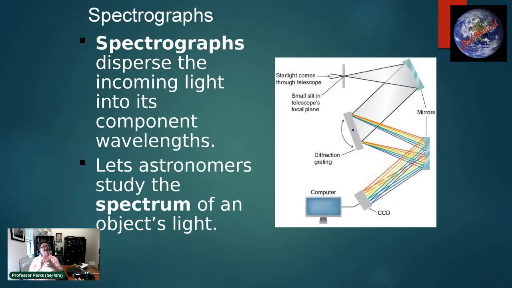Spectrographs are very sensitive instruments. You need the alignment of all these different pieces of glass to be perfect. If anything is out of alignment, then things get blurred out. You lose information, so they need to be perfect.